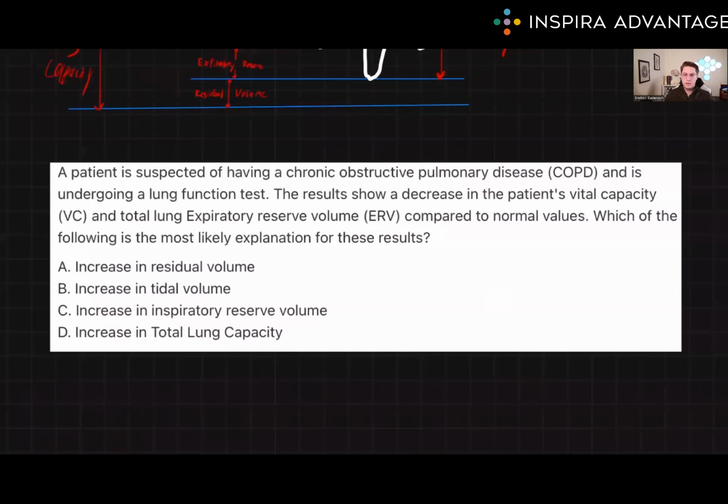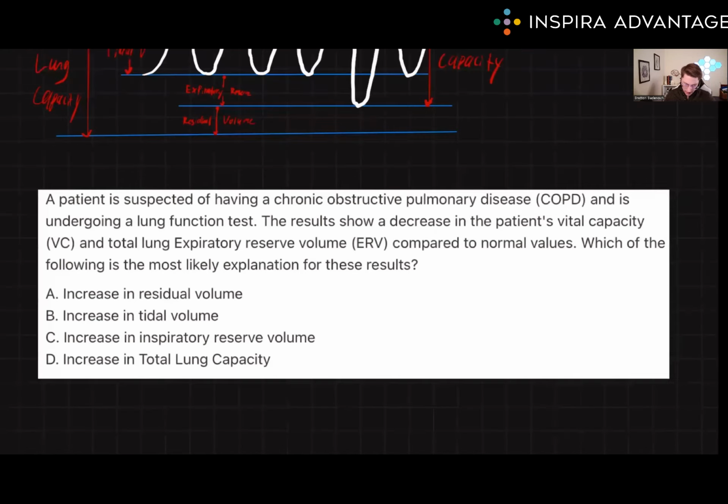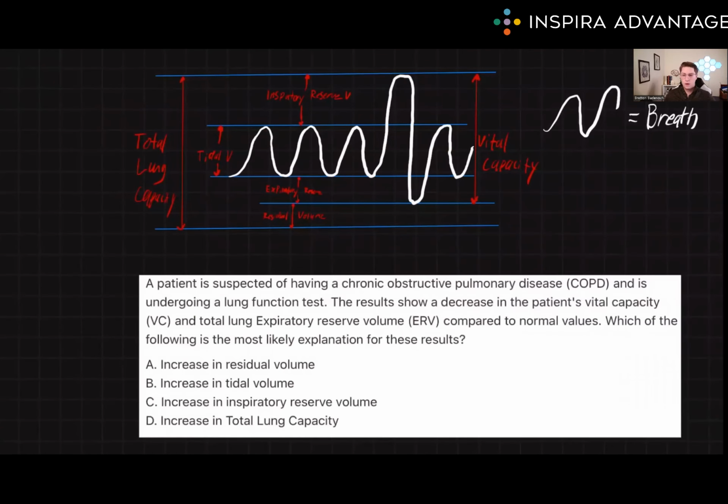A patient is suspected of having chronic obstructive pulmonary disease, COPD, and is undergoing a lung function test. The results show a decrease in the patient's vital capacity and expiratory reserve volume compared to normal values. Which of the following is the most likely explanation for these results? Take a moment and try to solve this. I'll let you see the diagram to give you a little hint. The correct answer here is going to be A, an increase in the residual volume.